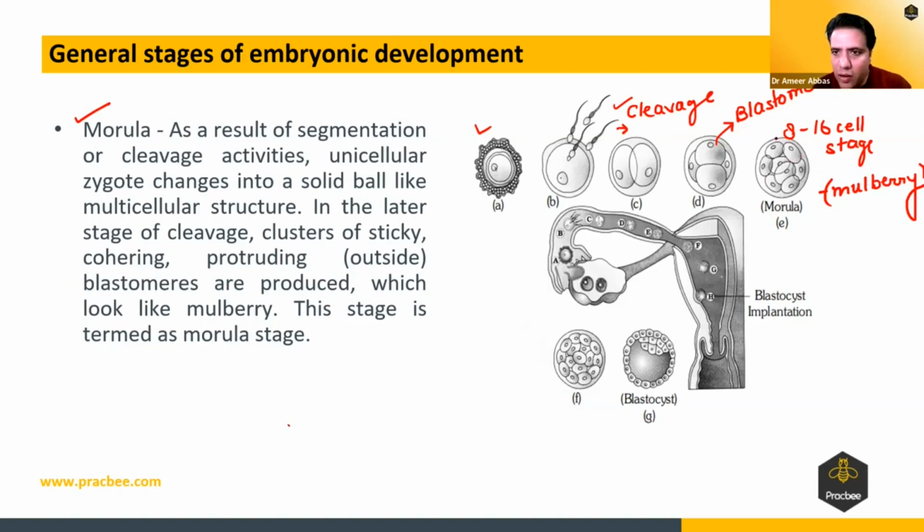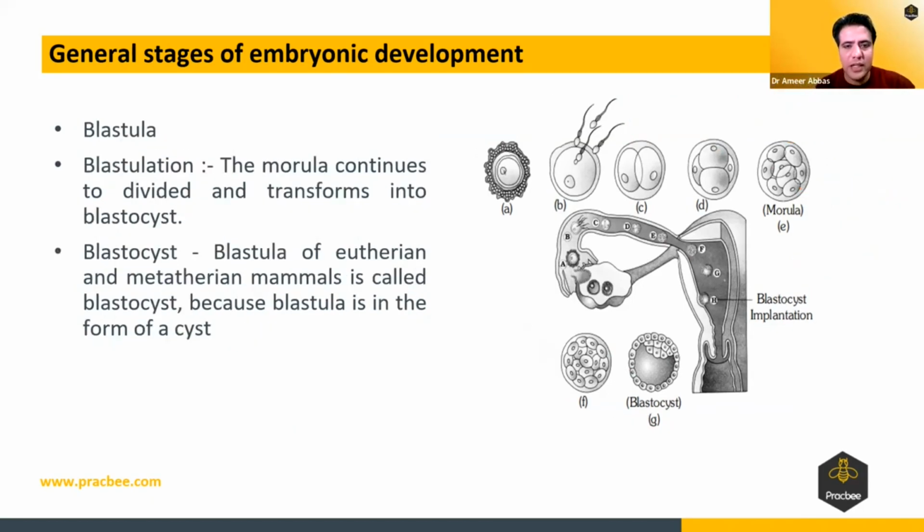Okay, these cells which are clustered or protruding outside are sticky in nature. Okay, so they roll down from the isthmus, after 6 to 7 days of fertilization. Okay, and they will become the second one, known as blastocyst. So the second stage is the blastula stage. Okay, this is the thing which gets implanted into the endometrium.